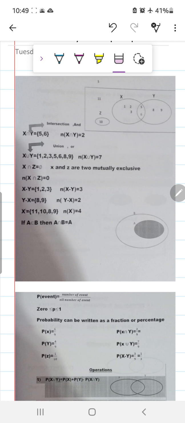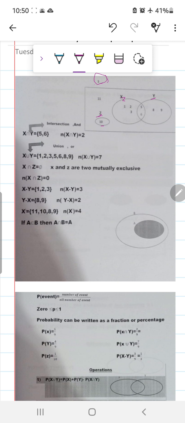First, we want to remember the sets. If we have here sets X, Y, and Z, we have the elements of set X: 1, 2, 3, 5, and 6; the elements in Y: 5, 6, 8, 9; and the element of set Z is 10. And we have the sample space which contains the three sets.